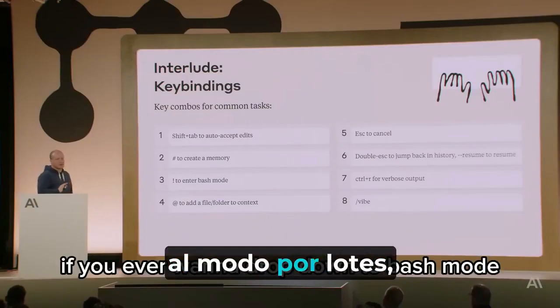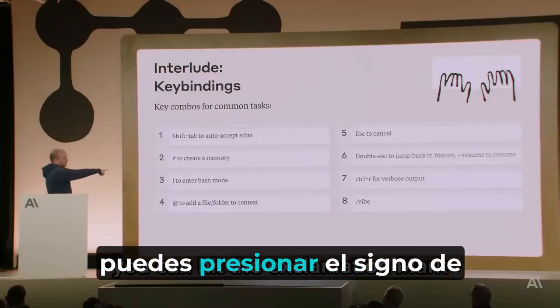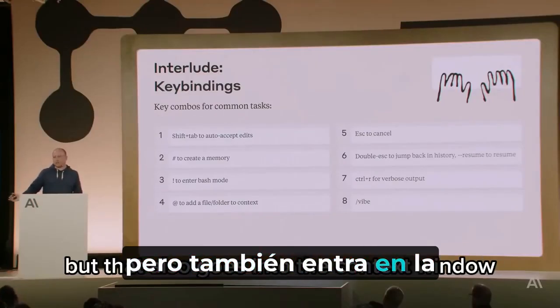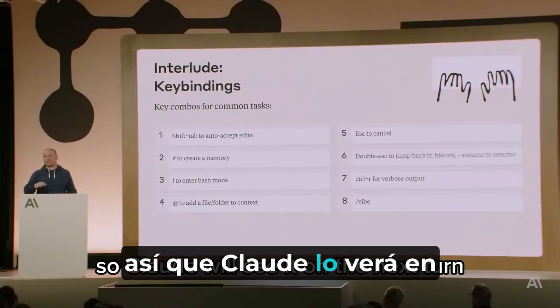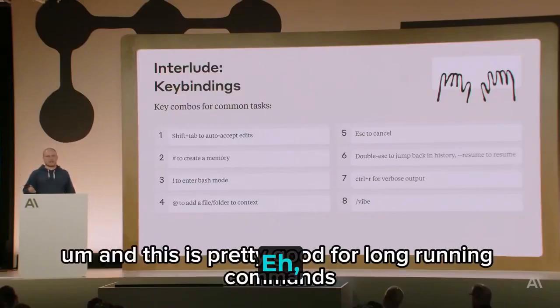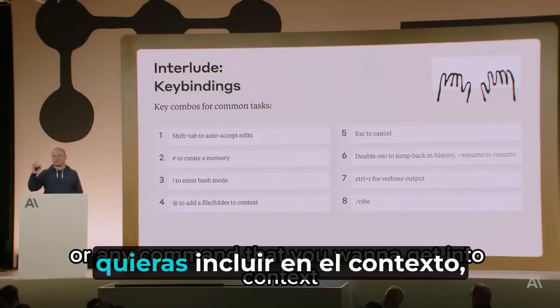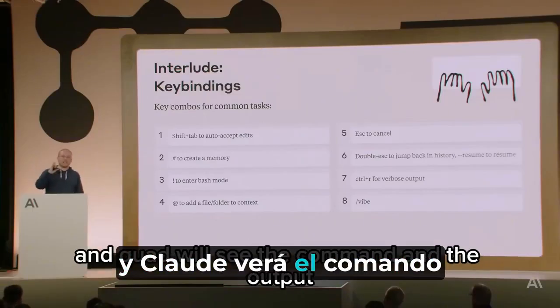If you ever want to drop down to bash mode, so just run a bash command, you can hit the exclamation mark and type in your command. That'll run locally, but that also goes into the context window, so Claude will see it on the next turn. And this is pretty good for long-running commands if you know exactly what you want to do, or any command that you want to get into context. And Claude will see the command and the output.